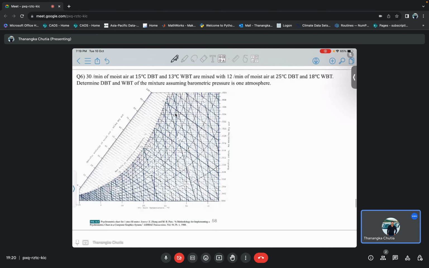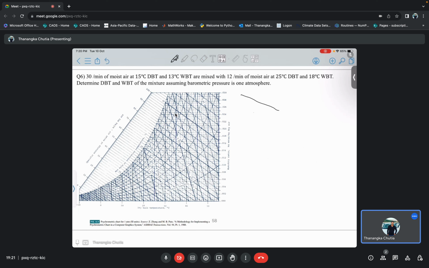Next is what: 30 per minute of moisture at 15 degrees Celsius dry bulb temperature and 13 degrees Celsius wet bulb are mixed with 12 per minute of moisture at 25 degrees Celsius dry bulb temperature and 18 degrees Celsius wet bulb temperature. Determine the dry bulb temperature and wet bulb temperature of the mixture assuming barometric pressure as 1 atmosphere. This is the same, but now instead of giving the temperature directly, they are giving both the dry bulb temperature and wet bulb temperature. So how will you calculate the dry bulb temperature and wet bulb temperature of the mixture that is formed?